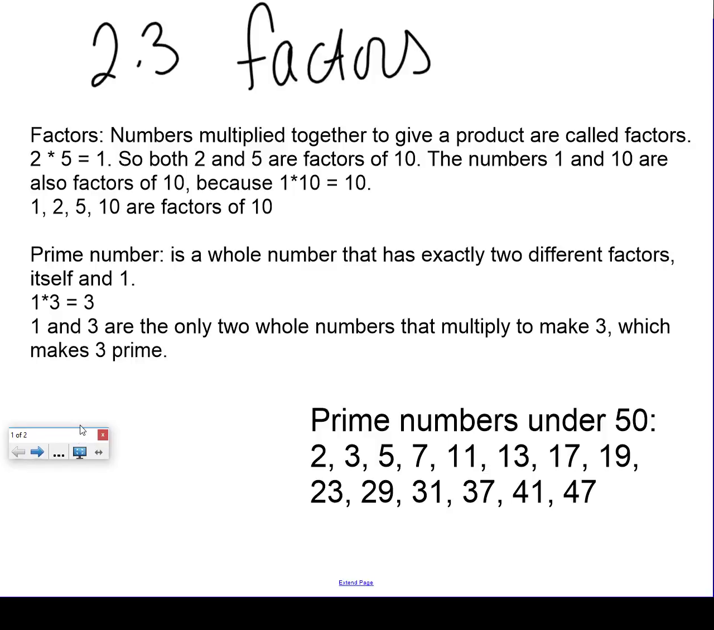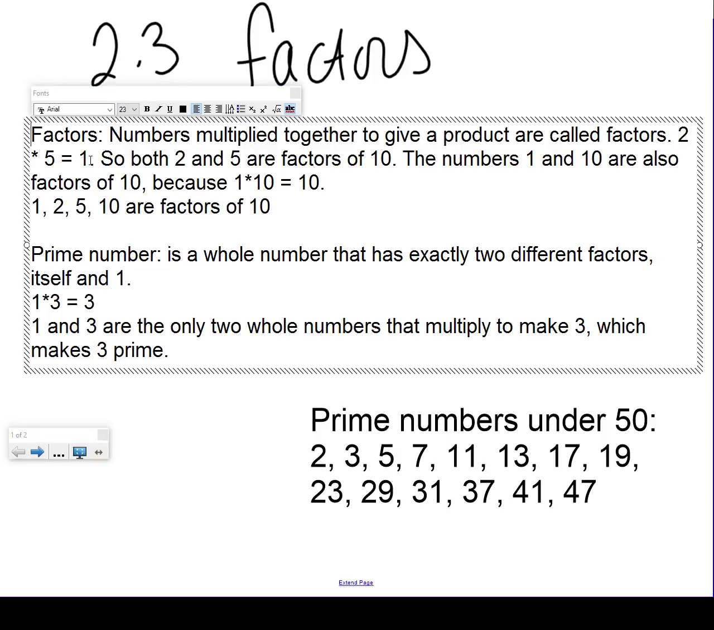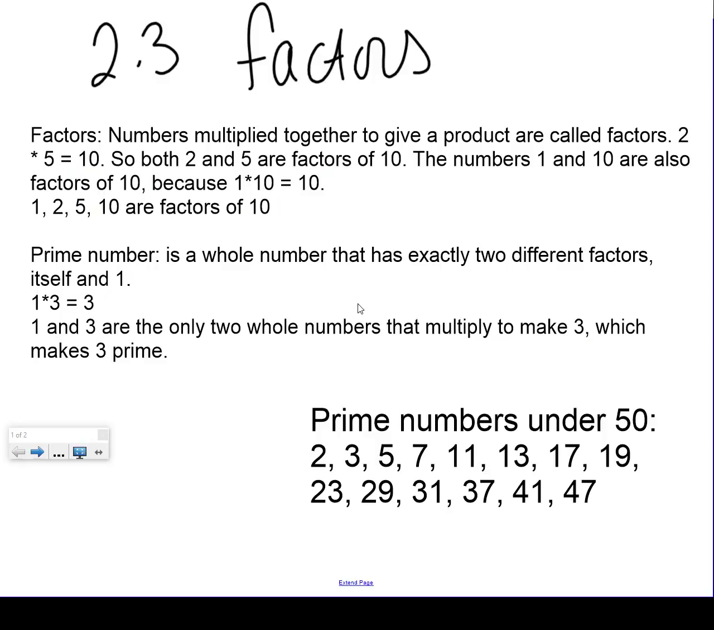Numbers multiplied together to give a product are called factors. 2 times 5 should be 10, I apologize. 2 times 5 is 10, so both 2 and 5 are factors of 10. The numbers 1 and 10 are also factors of 10 because 1 times 10 is 10.